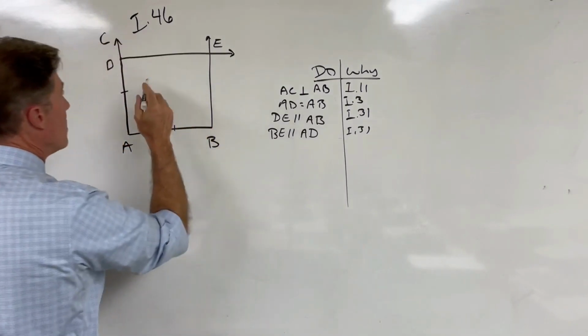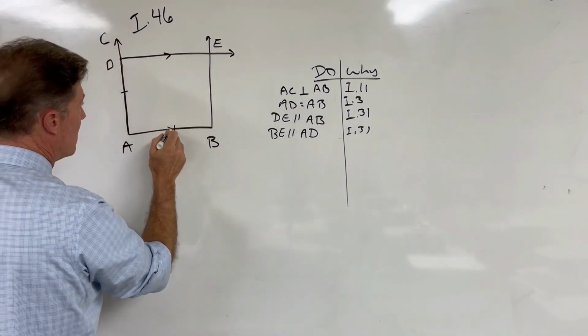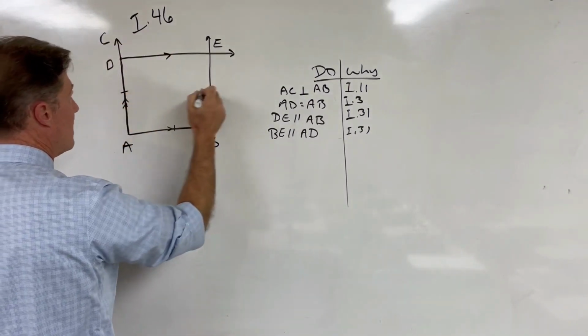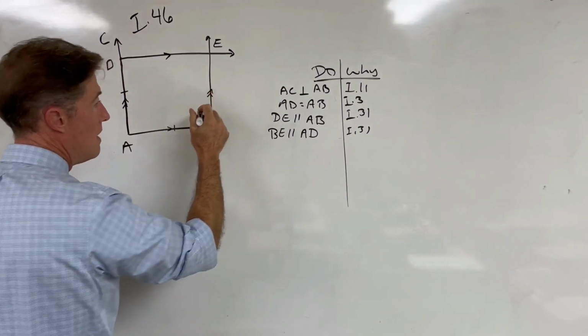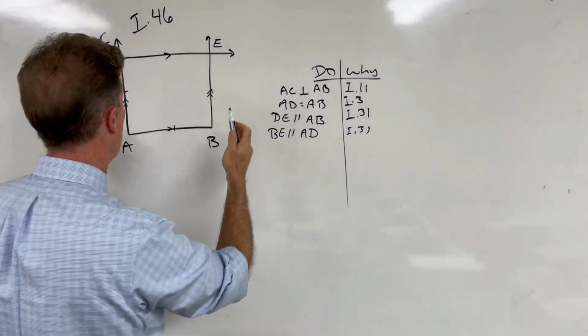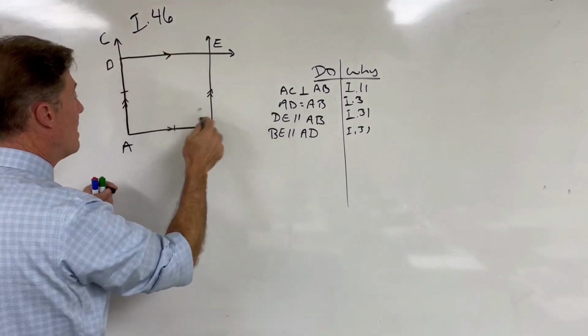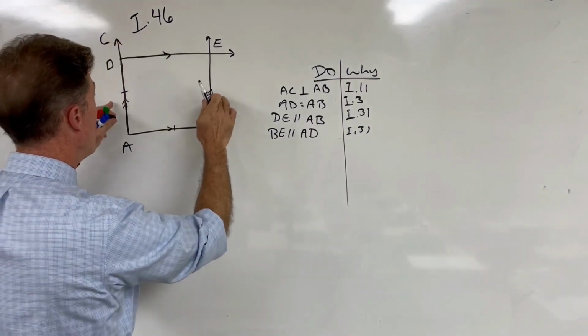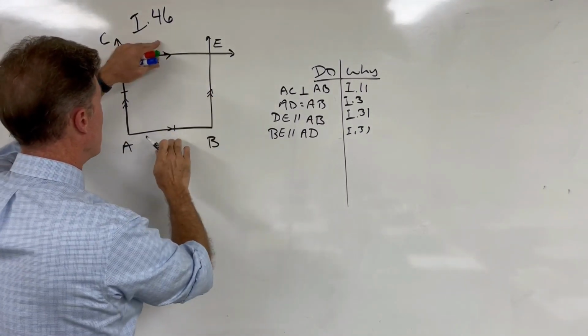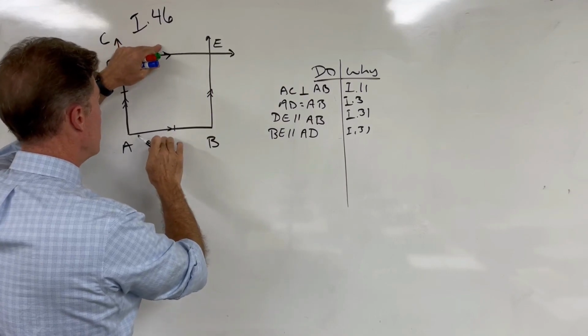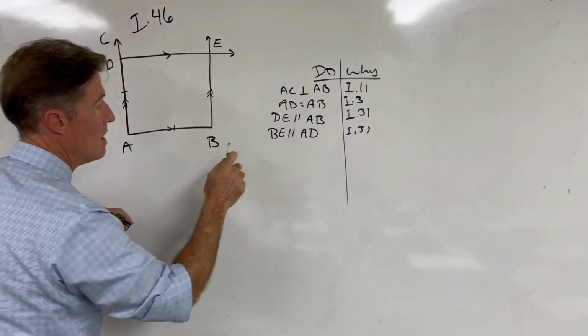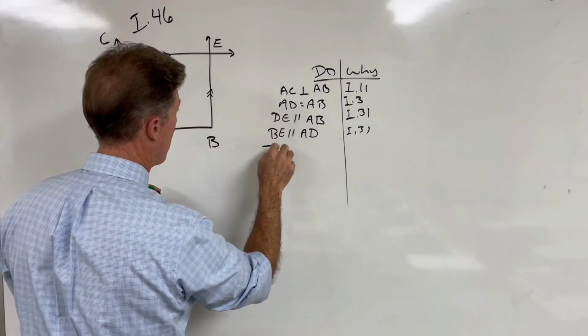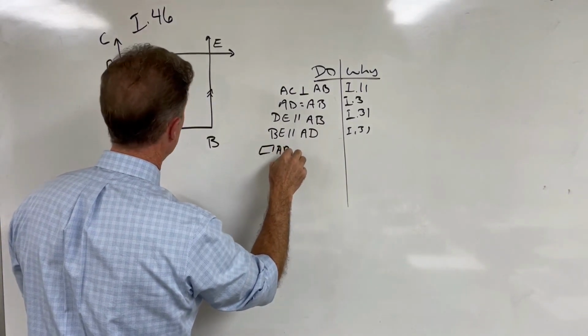Now, we know, so if this is parallel to this, and this is parallel to this, then by definition we have a parallelogram. A parallelogram is a quadrilateral made up of two sets of parallel sides. The opposite sides are parallel. So we have a parallelogram, ABED.